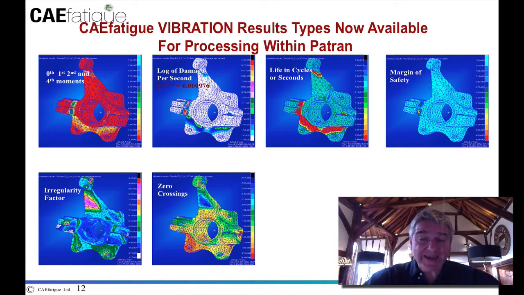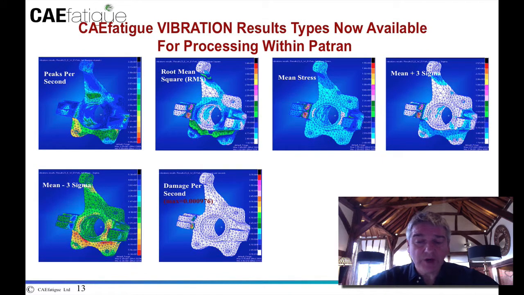Post-processing is possible in any package that accepts Patran neutral files. Here we see a number of response quantities plotted by Patran. Primary response, derived response and fatigue results are all available in this form.